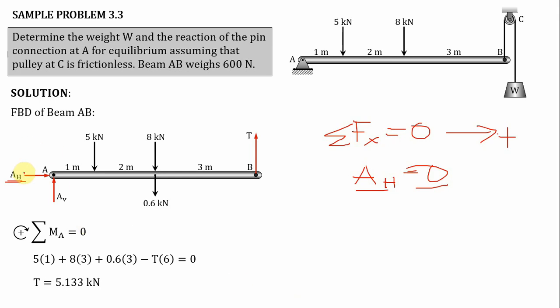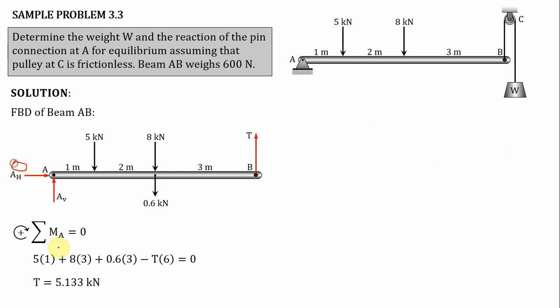Okay, so therefore, class, AH, 0 ito, class. 0 sa AH, class, ha? Okay, so and then, we know the horizontal component of the pin connection A, class. Okay, para ma-solve natin yung reaction ng A, solve na natin yung reaction ng AB. Okay? So, anong dapat natin gawin dito, class? Okay? Since may tension force naman tayo, T, class, no? Na-solve na natin yung tension force, T, class.